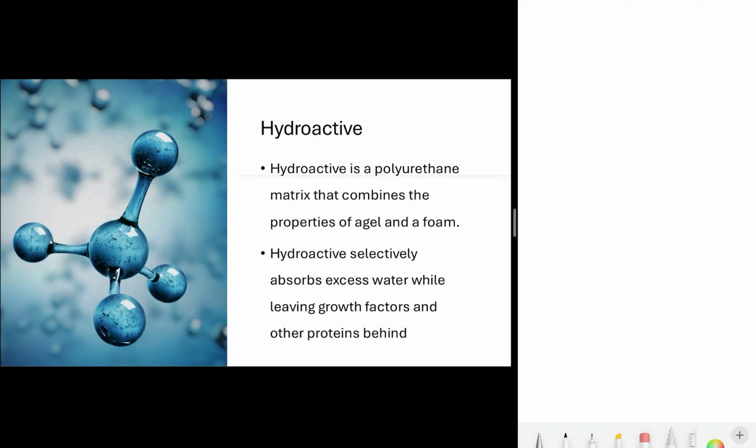So in today's video, we have seen different types of wound dressings, open, semi-open and semi-occlusive, and also the different types of semi-occlusive dressings, their advantages and disadvantages.